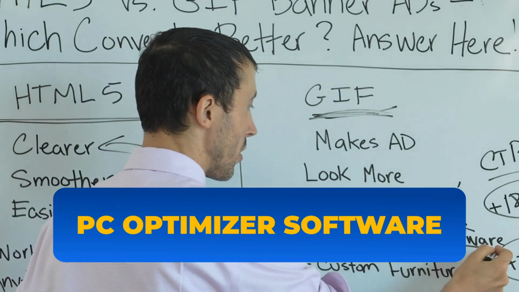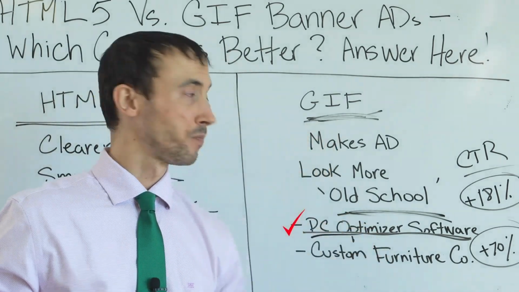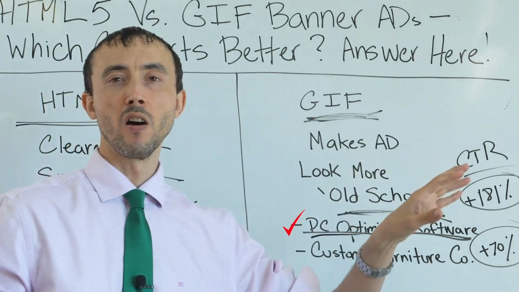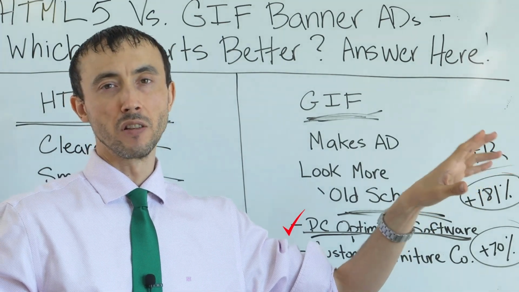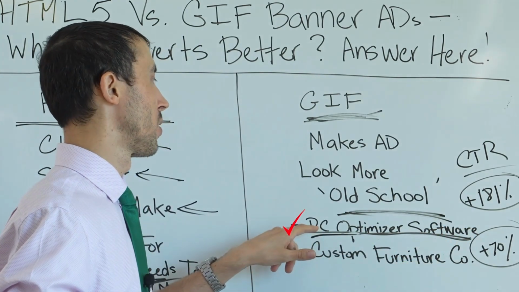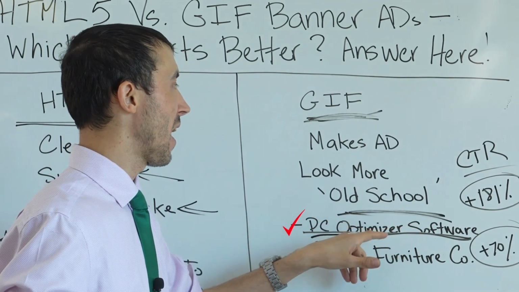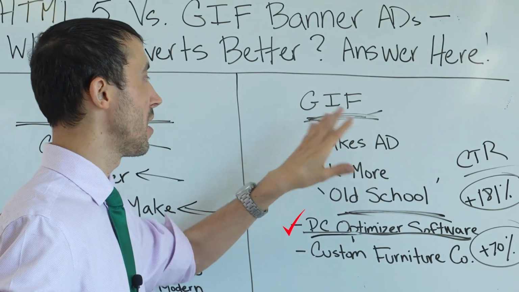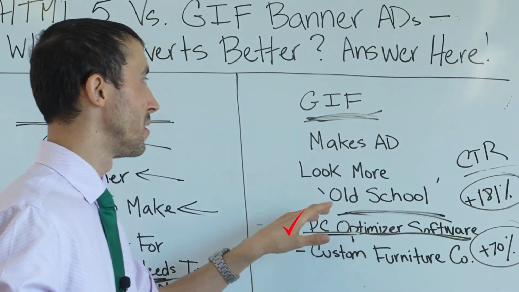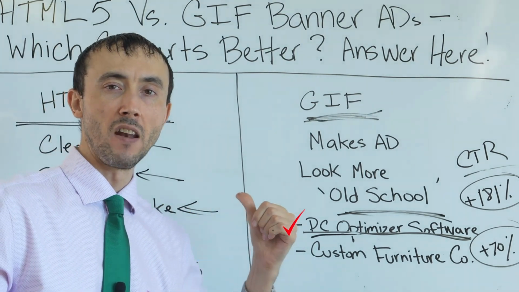We had a company that sold PC optimizer software. Basically, it speeds it up and then cleans it up. Like your computer's slow, you download it, it gets rid of a bunch of bloatware on your PC, optimizes the settings, whatever there. So you get what I'm trying to say here, what the company does. With that, we've found that the GIF ads, click-through rate-wise, got a 181% increase in click-through rate by using a GIF version of the same exact ad versus using the HTML5 ad.